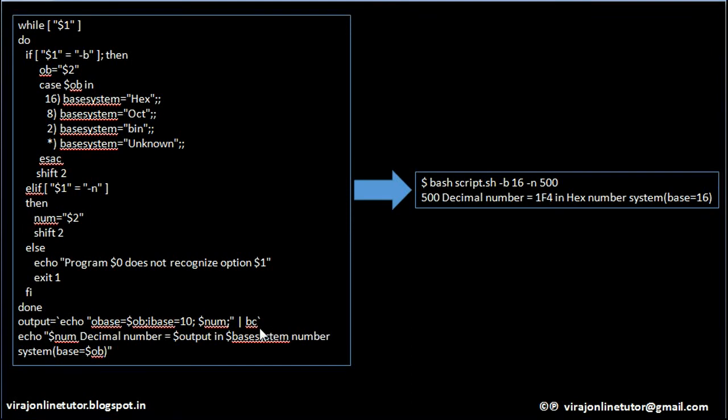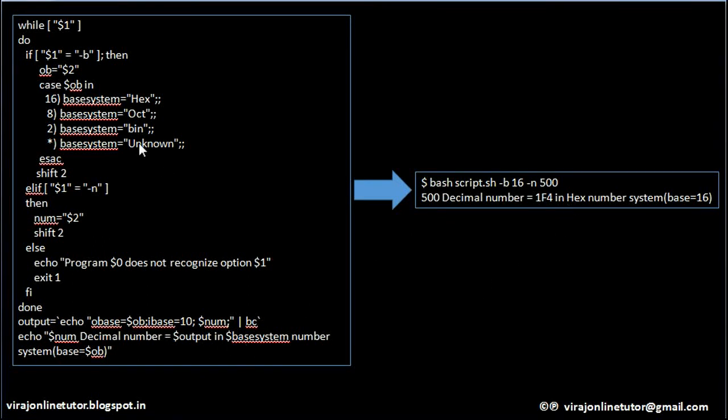So this BC utility will convert number 500 into base 16. It will convert this number, which is value 500, into base 16, and it will print this on the screen. What will this echo do? Number, that is 500, is in the decimal number format, right? And output is nothing but the converted number by BC utility, which is 1F4.